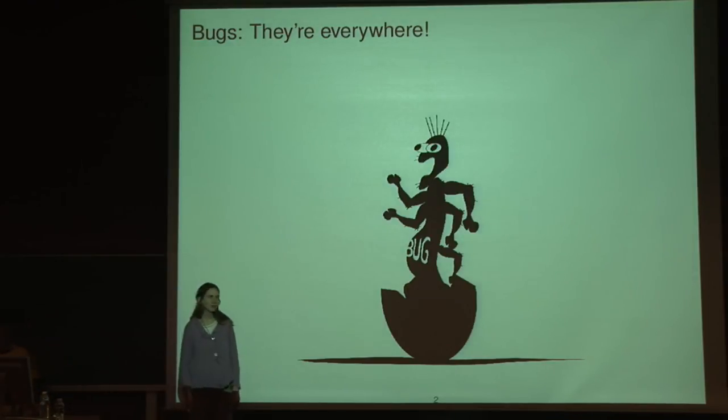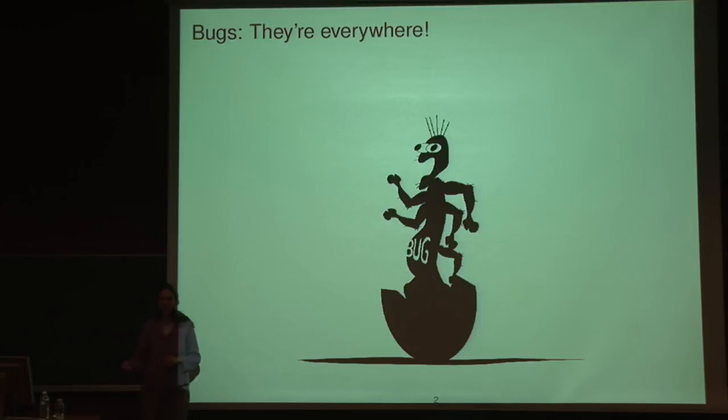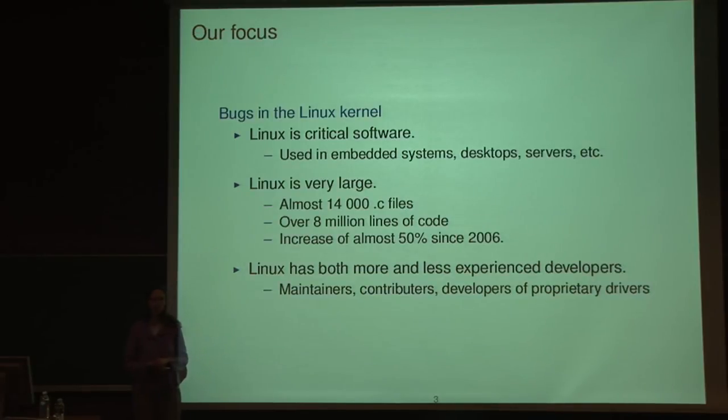Everyone knows bugs are everywhere. What we're interested in particular is bugs in the Linux kernel. Linux is, as everyone knows, quite important software. It's used in all kinds of systems. It's also extremely large. There's over 14,000 C files.